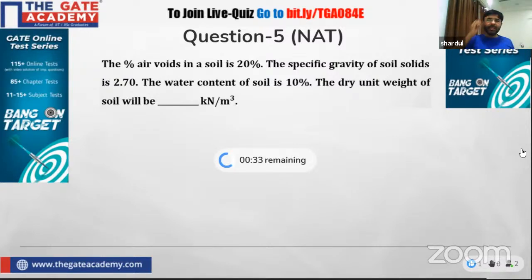The percentage air voids in a soil is 20%. The specific gravity is 2.7. The water content is 10%. The dry unit weight of the soil will be. What will be the dry unit weight of the soil? It's still 20 seconds. 10 seconds.